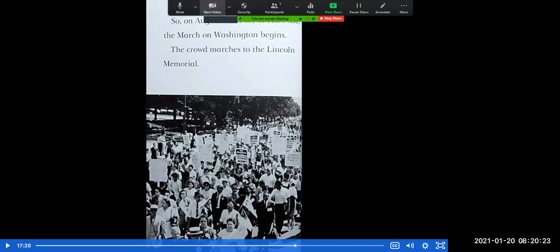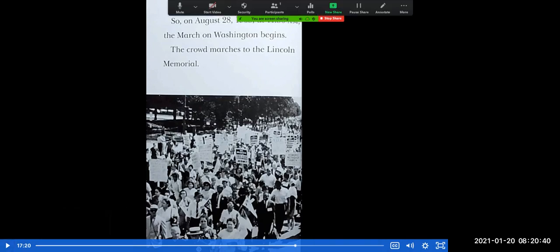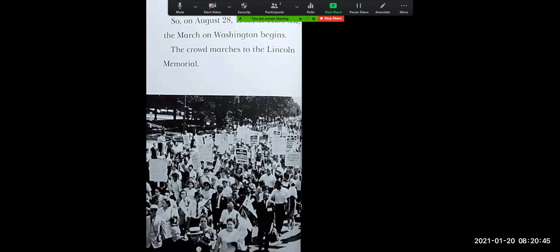Okay, so I found some things that I noticed. I noticed that it said a man roller skated to DC from Chicago. And I noticed that it said Dr. King was put in jail a lot. And two of the things that I wondered were how are they going to protest in Washington? And why did he keep getting arrested? So those are some things that I noticed and wondered.